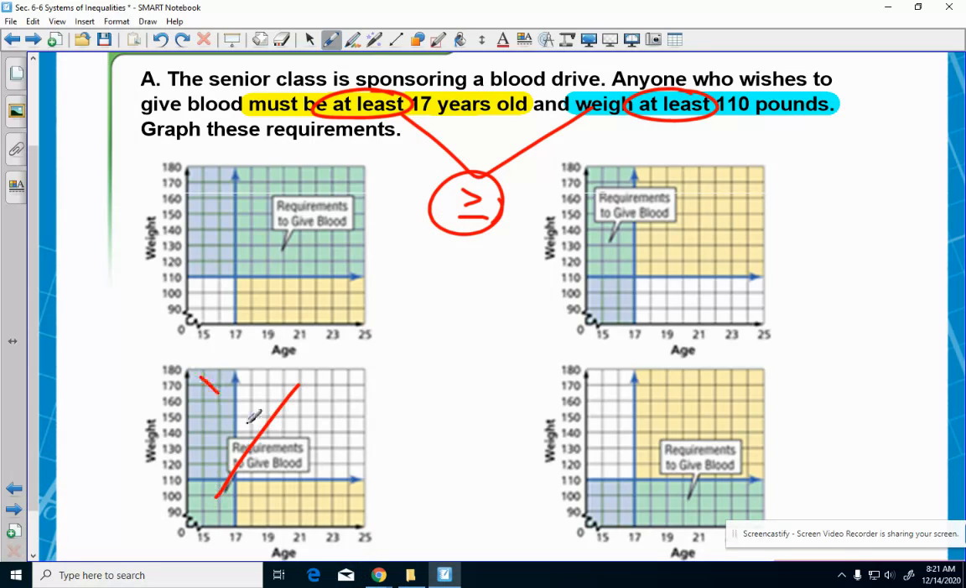Well, this one's not showing above in both situations. In fact, it's showing below in both situations, right? This one here is showing above in one, but below in another. That's no good. This one up here in the top right is showing above for the weight, but below for the age. That's no good. These guys over here are showing above for the age and above for the weight.